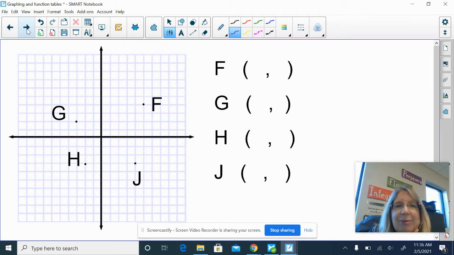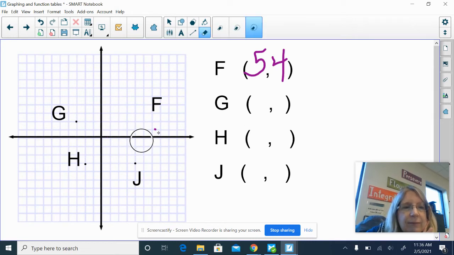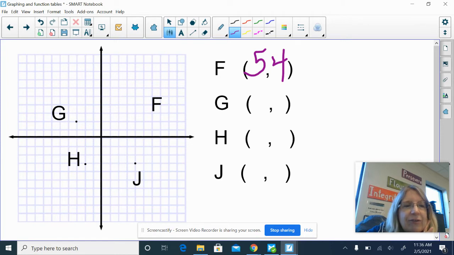All right, so label each point. So we're going to start from 0, 0 and count over from 0, 0. 1, 2, 3, 4, 5. So I'm going to write a 5. I went over 5, then up 1, 2, 3, 4, up 4. All right, so for my G, oops, sorry. Oh, I lost it. I hope I got that.